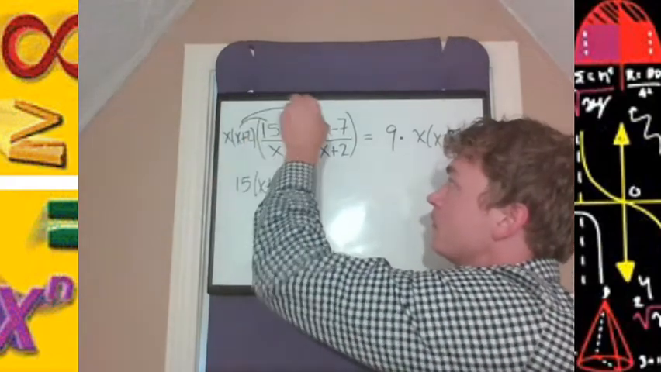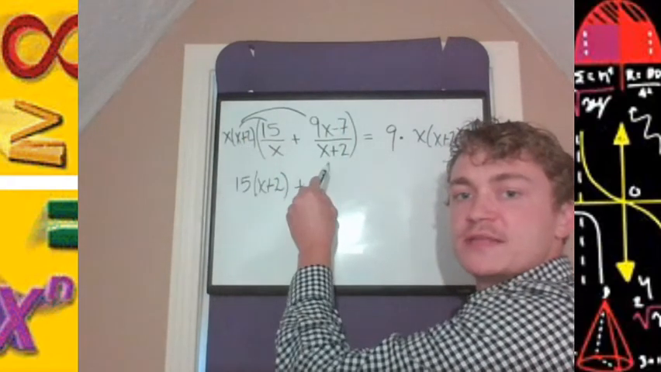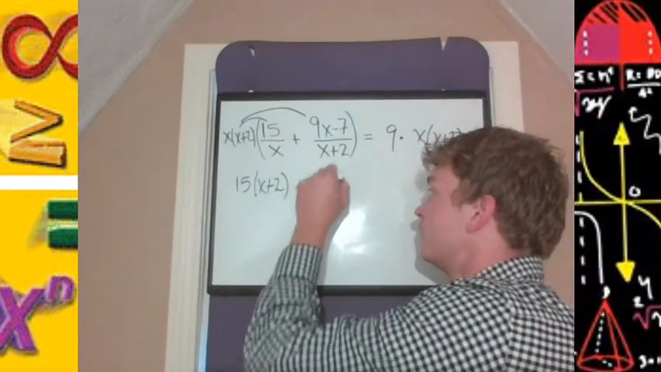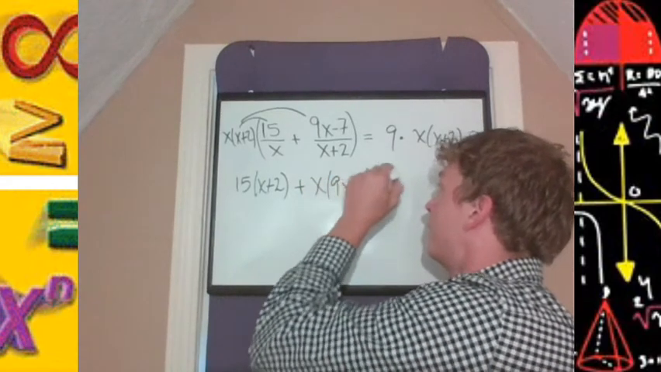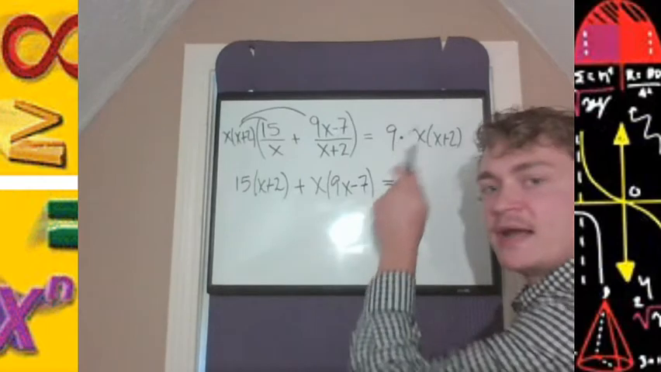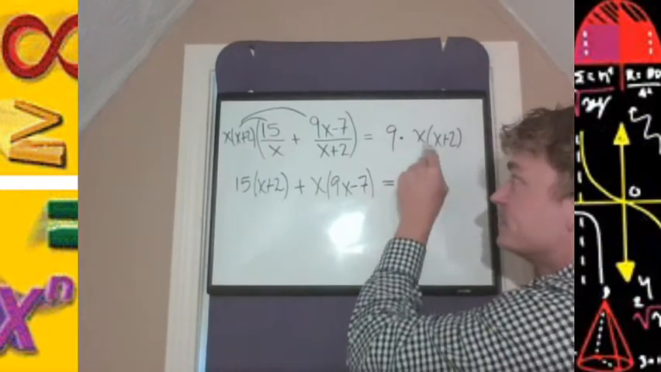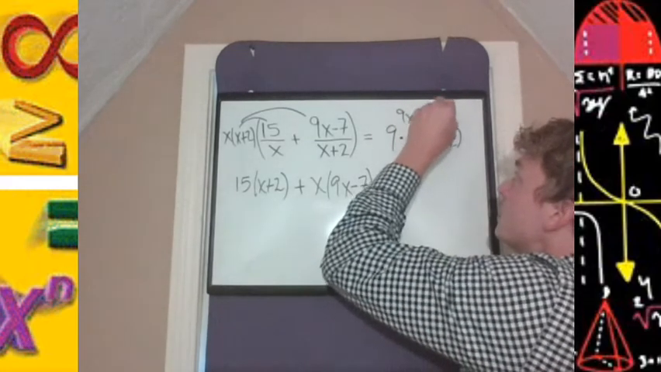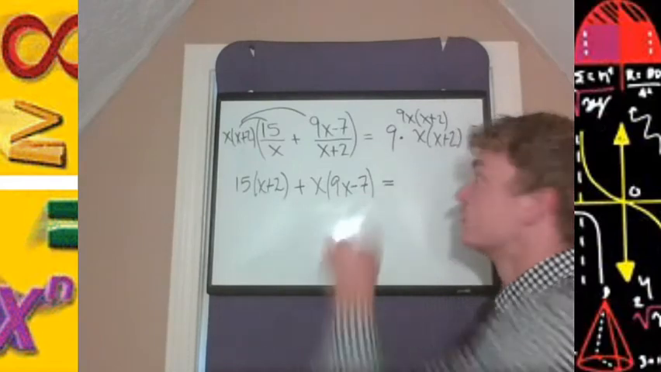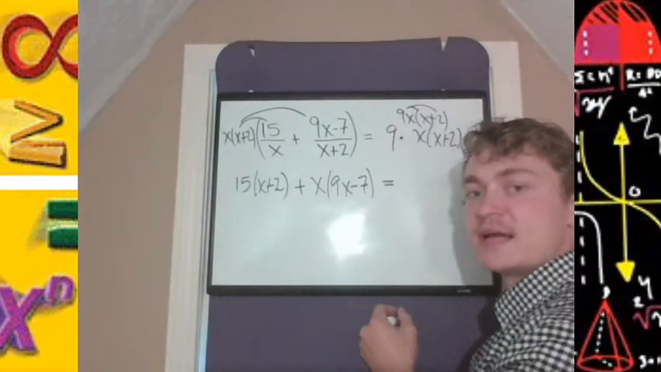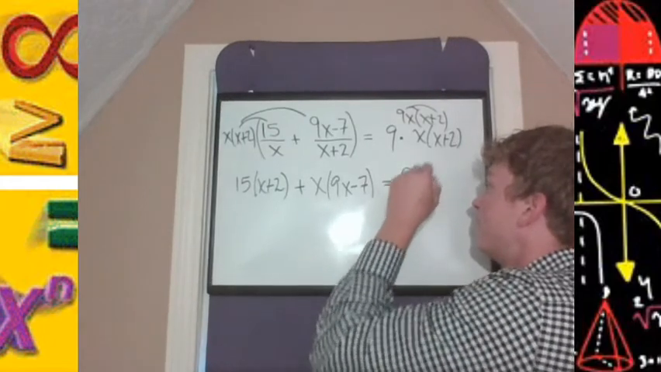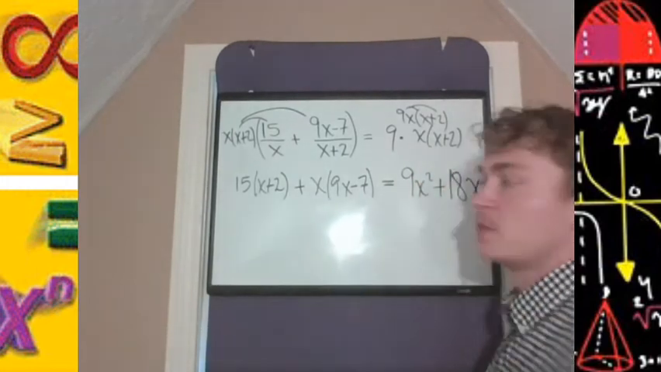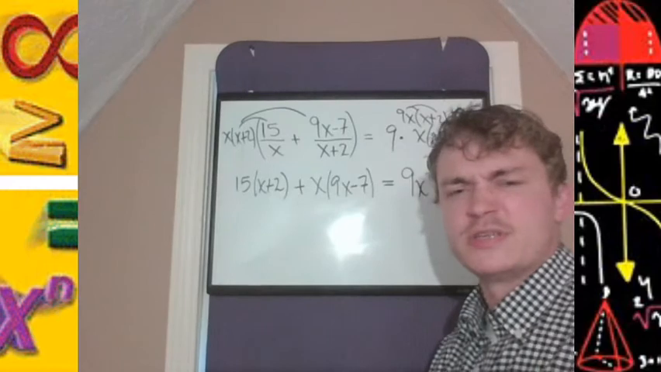Distributing to the second expression, the x plus 2's cancel, leaving us with the product of x and 9x minus 7. This equals, on the right-hand side, 9 times x plus 2. So 9 times x is 9x. And now we multiply that to the x plus 2 by distributing. 9x times x is 9x squared. 9x times 2 gives us 18x. So let's see what happens here.